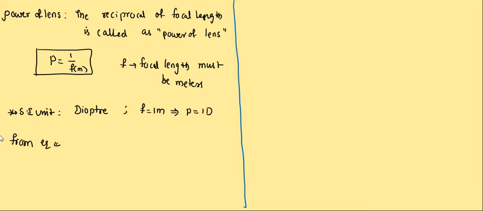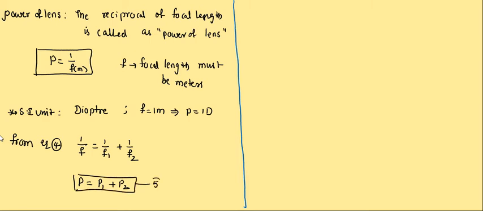And now we know previously from equation 4, the effective focal length formula: 1 by f is equal to 1 by f1 plus 1 by f2. f1 is the focal length of the first lens, f2 is the focal length of the second lens, and their total focal length is f. Then 1 by f we write as P, 1 by f1 we write as P1, and 1 by f2 we write as P2. Then the effective power formula is P1 plus P2. P1 is the power of the first lens, P2 is the power of the second lens, P is the effective power.